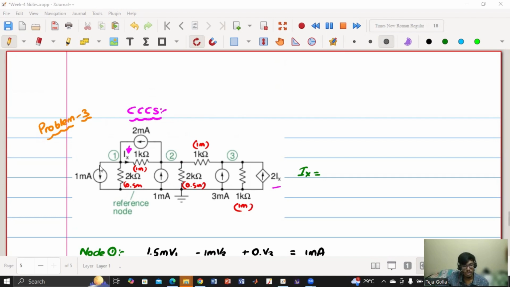What is the value of Ix? We want the current, so it is voltage by resistance. We should consider some current through 2 kilo ohms. Then the 1 milli minus that current will be Ix. Okay. Or if I want to write it in terms of V1 and V2, can you tell me the value of Ix? Then it will be V1 minus V2 by 1 kilo. Yes. So it is V1 minus V2 by 1K. Agree? Yes. So now I'll write this as 1 milli into V1 minus V2.